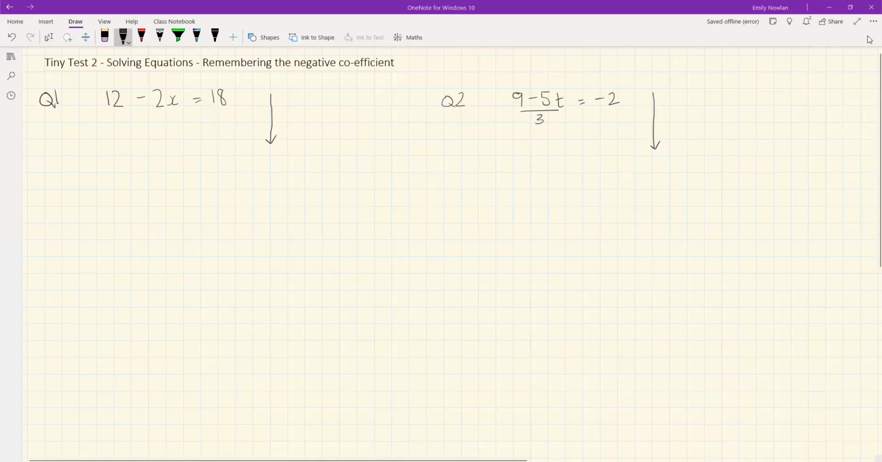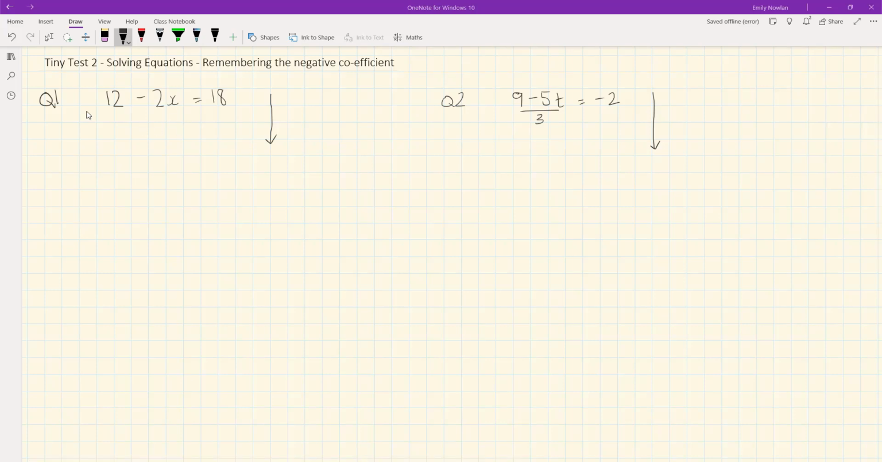Okay, time for tiny test 2. More solving equations. This time we have to remember the negative coefficient. Gets everyone into lots of trouble. So have a look at the first question. We're going to give it a go, then pause it and see how I went.